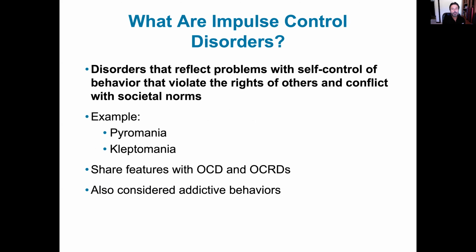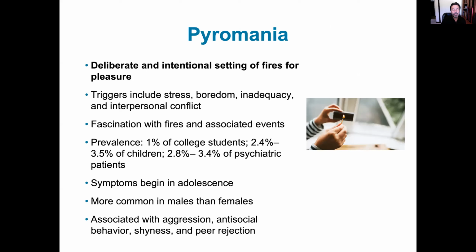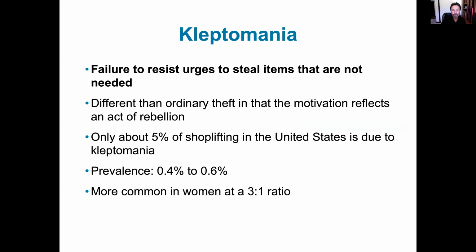Some of the other impulse control disorders are pyromania and kleptomania, which you probably have heard of. Pyromania is basically a deliberate or intentional setting of fires for pleasure. This could be just mental pleasure, could be sexual pleasure, a desire to see fire, an excitement at setting fires. It's more common in males, from what they tell us in our research.